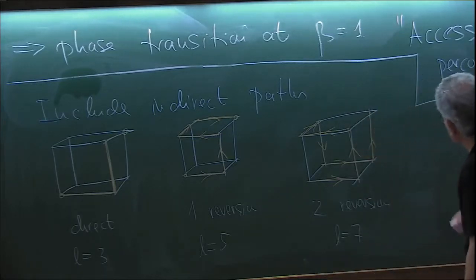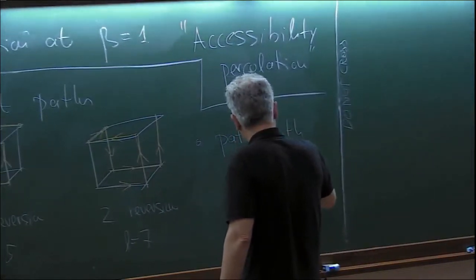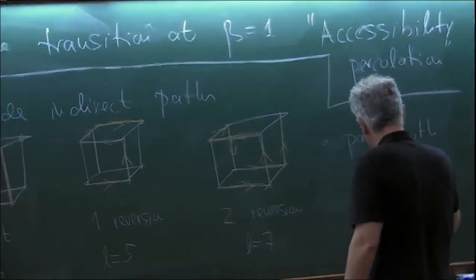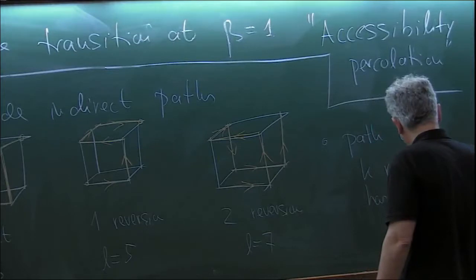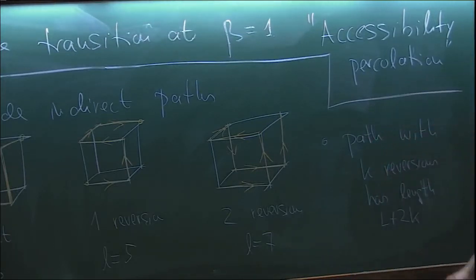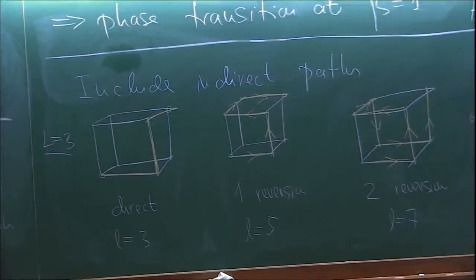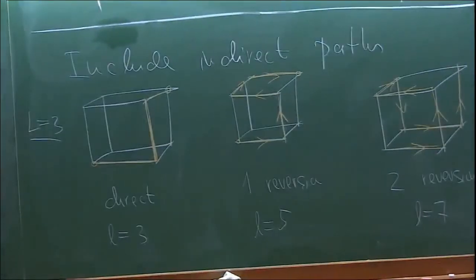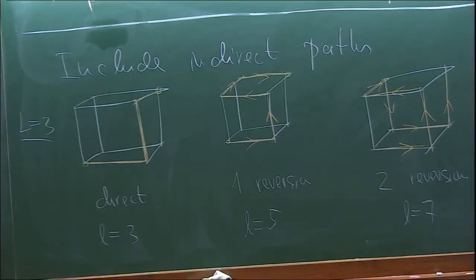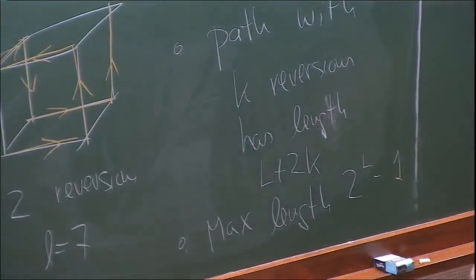And so in general, we see that a path with k reversions has length L plus 2k, right? I'm assuming that this is the overall distance that I want to cover, L. I want to go from one corner of the hypercube to the other. And the maximum length of a path that you can have is 2 to the L minus 1, right? So this would be a Hamiltonian path that basically covers all the vertices.